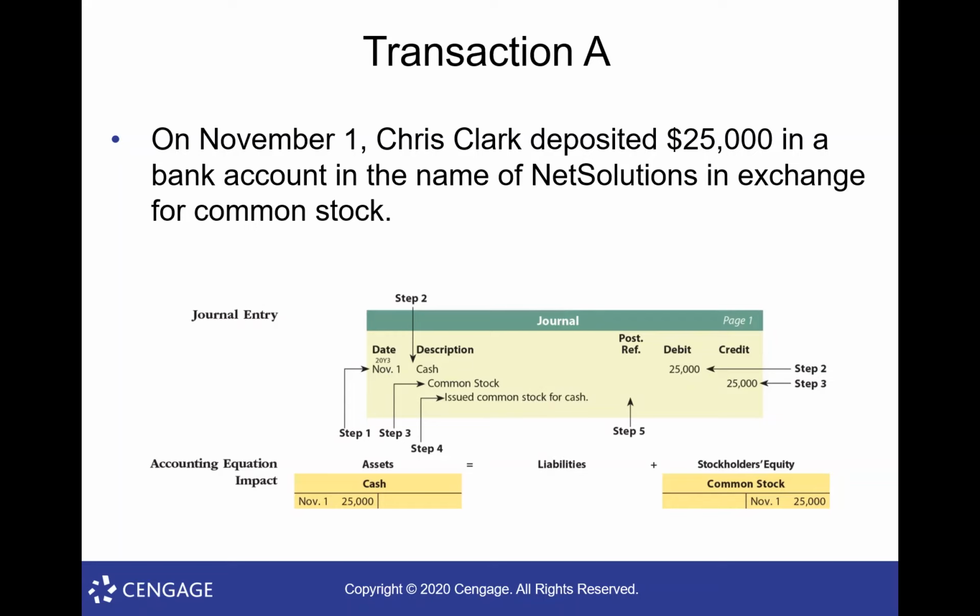So we're going to debit cash, $25,000, and then we're going to credit common stock, $25,000. And then after we do a journal entry, we record it in what's called a ledger. This ledger is set up as what's called a T account because it looks like a T. We use that so that over time, we can see what the balance in any account is.